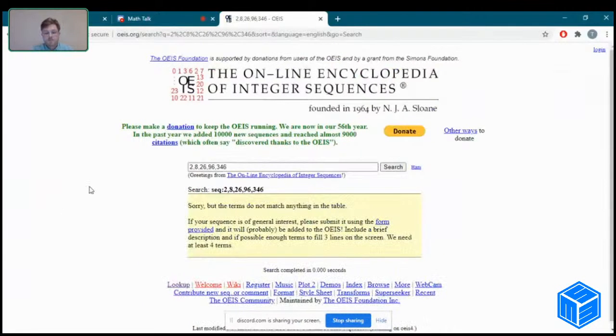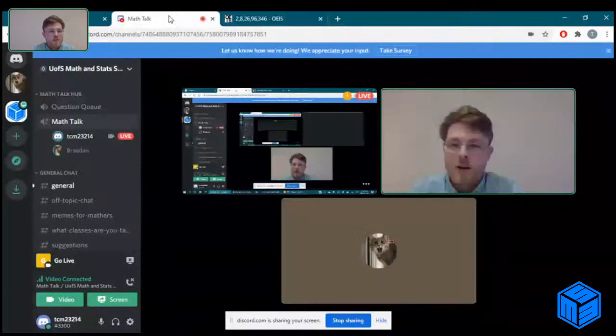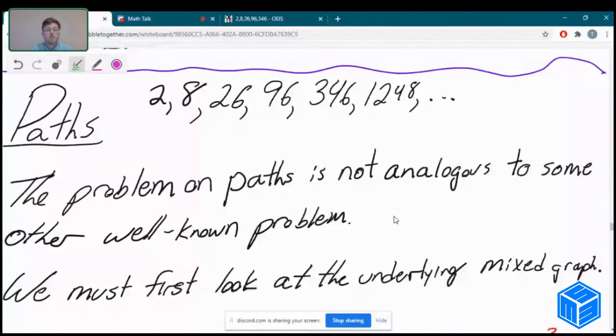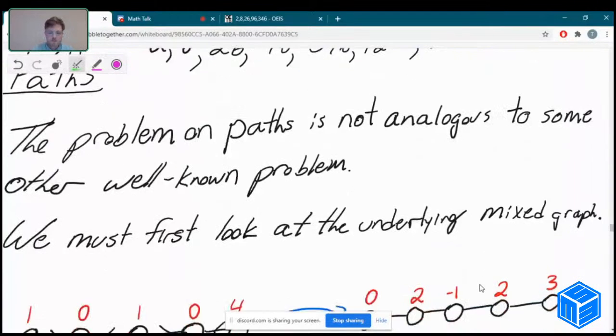So I ran out of ideas. I didn't know what to do now. I didn't have my fallback option to save me. So the problem on paths is it's not analogous to some other well-known problem. We must first look at the underlying mixed graph.